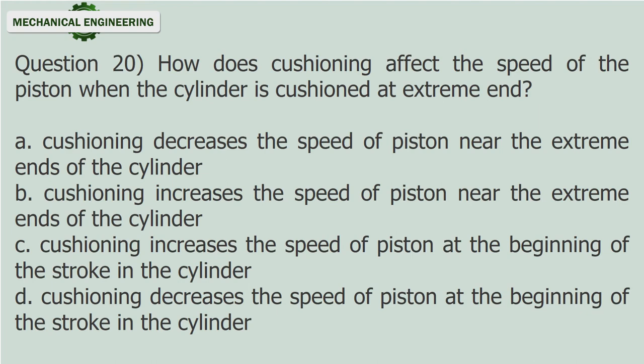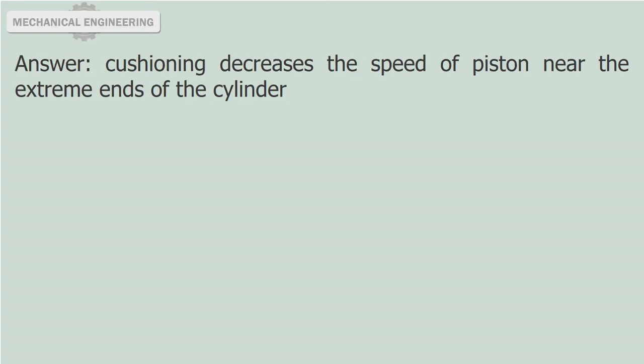Question 20. How does cushioning affect the speed of the piston when the cylinder is cushioned at extreme end? A. Cushioning decreases the speed of piston near the extreme ends of the cylinder. B. Cushioning increases the speed of piston near the extreme ends of the cylinder. C. Cushioning increases the speed of piston at the beginning of the stroke in the cylinder. D. Cushioning decreases the speed of piston at the beginning of the stroke in the cylinder. Answer. Cushioning decreases the speed of piston near the extreme ends of the cylinder.